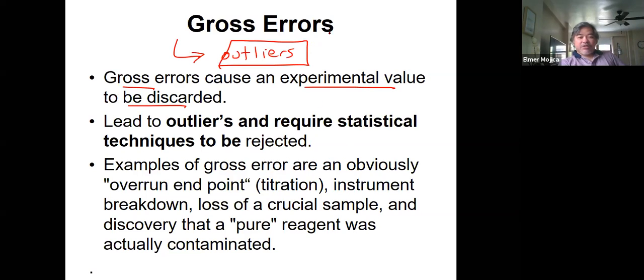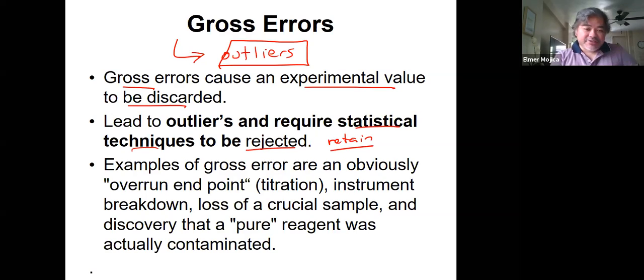So outliers are what? Values that are either too high or too low from a given set of values. And to determine if you have a gross error or outliers, you can use statistics, whether you reject them or retain the given value.